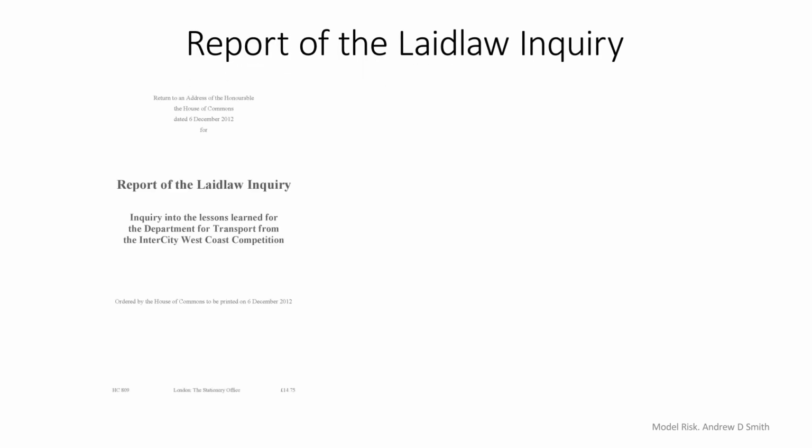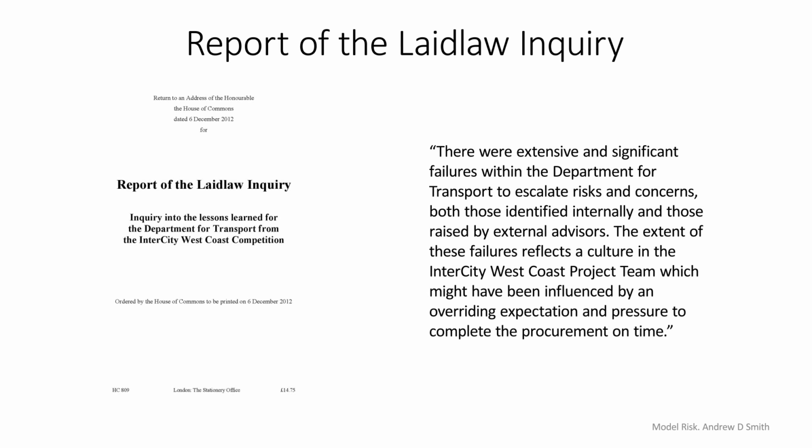So this picture shows the report of the Laidlaw inquiry. And the Laidlaw inquiry related to the franchising of a railway line in the UK. And this was the West Coast Main Line. It goes from London up to Glasgow. And under the UK system, the railways, they're not run by a nationalised company. They're run by private companies who operate those, and there's a system of government tenders to award those contracts to different private companies.